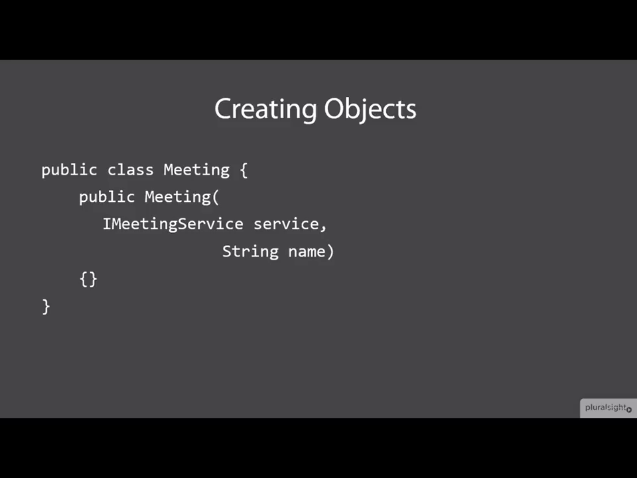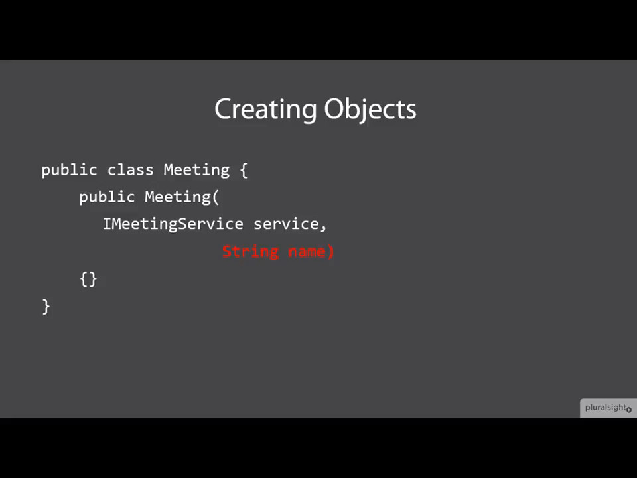Here, for example, we have our meeting class with a meeting constructor, and that takes an iMeeting service, but it also takes a string. Now we've seen that to create an iMeeting service, we can also configure that inside our configuration JSON file, and that will map onto some type like a meeting service. But string isn't an abstract class. String is a concrete type. And the same will go for other primitive types as well.